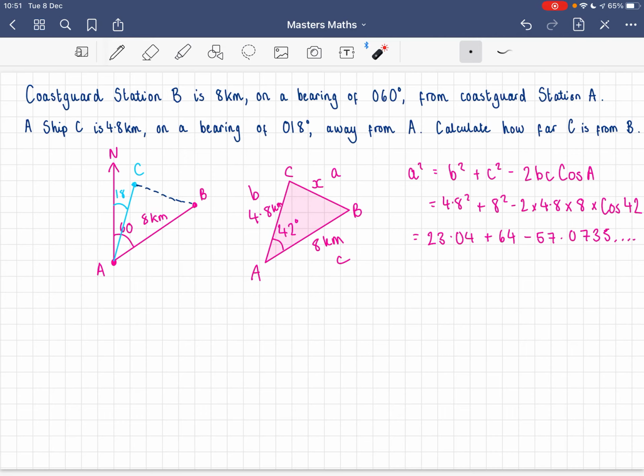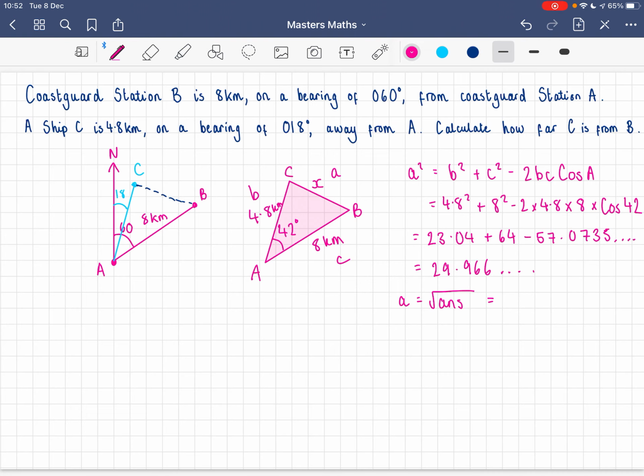So what I should have got is... Let me put it in my calculator. 2 times 4.8 times 8 times cos 42. Yeah, that's better. Okay, is equal to 29.966, and again all the decimal places. That is a squared. I need to square root it to find a, so I'm doing the square root of my answer.